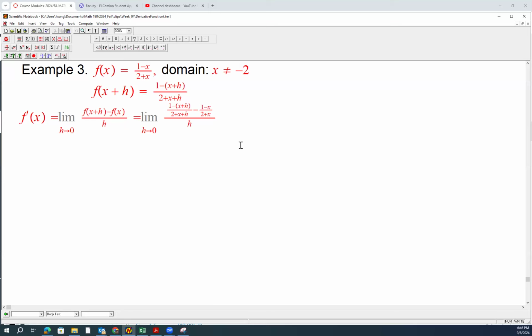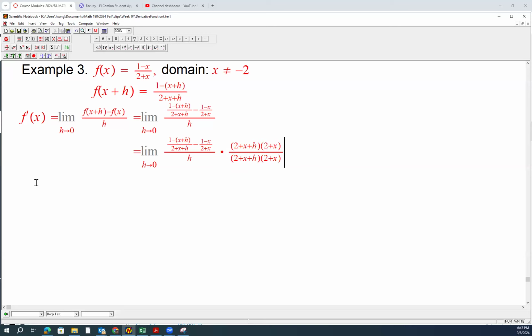Okay, so we have this complex fraction. What do we do? We deal with it the way a complex fraction is dealt with. So the common denominator is going to be 2 plus x times 2 plus x plus h. There. Boom. We take the numerator and make it equal the denominator, so we're multiplying by 1.